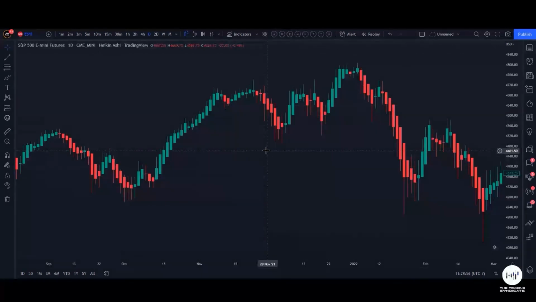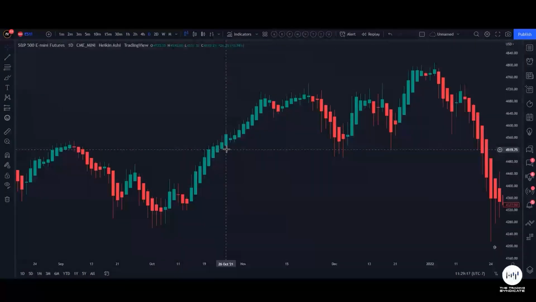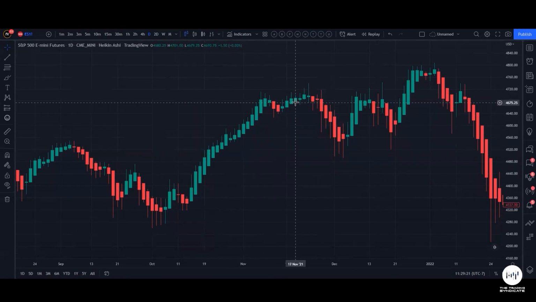But let's go ahead and talk about how to read them. So you have green candlesticks and you have red candlesticks. Basically, the points are derived by using the average price of sessions as opposed to the true open and close price of a session in order to create that smoother appearance.